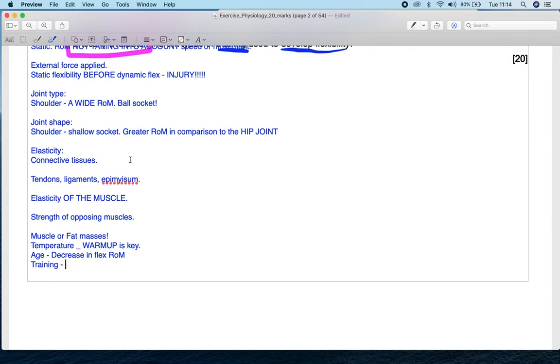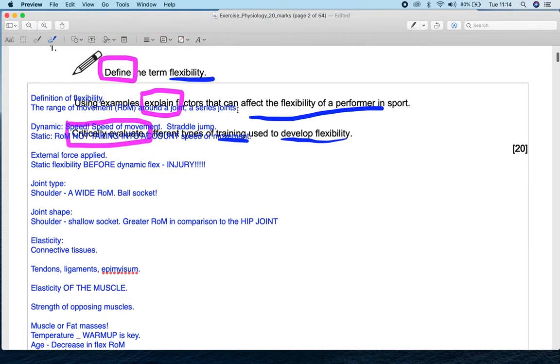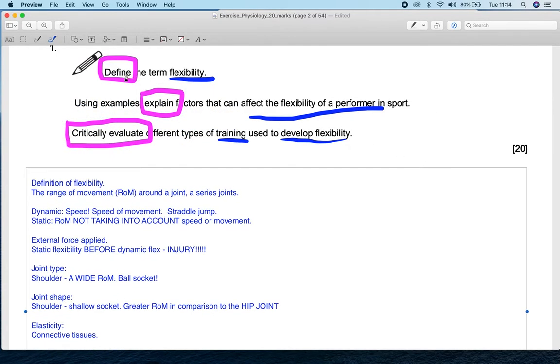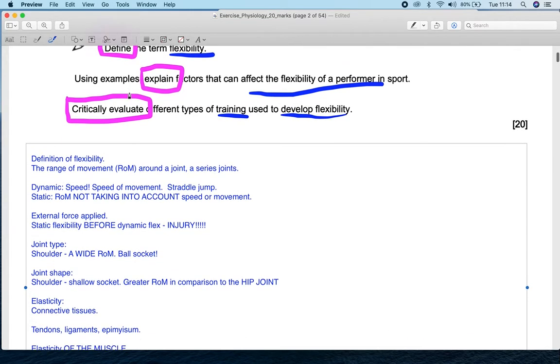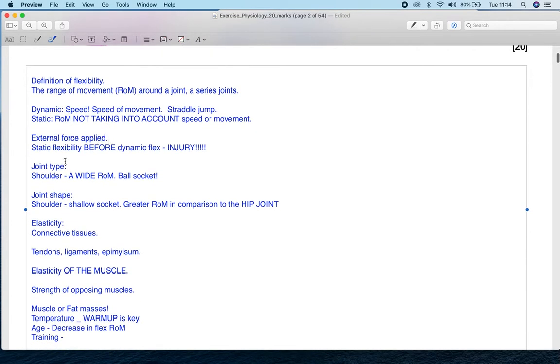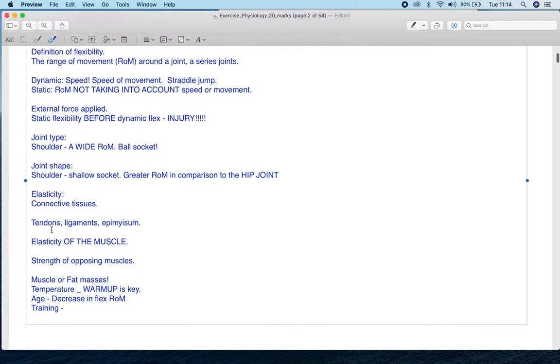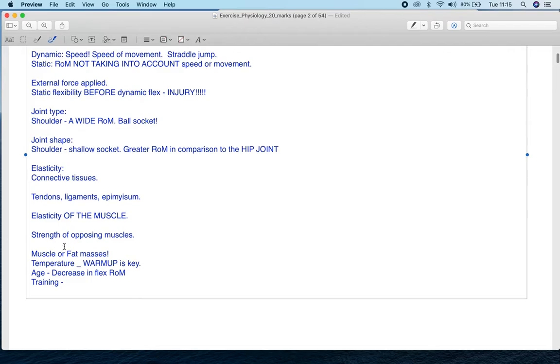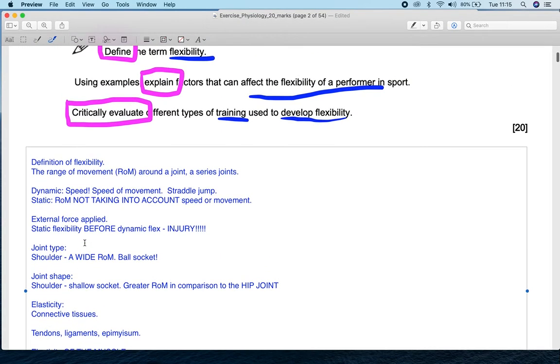Okay, so just to summarize where we are, what we've managed to do here is answer our first two parts of the question. We've defined flexibility, and then we've used these examples: joint type, joint shape, elasticity of the muscles, strength of the muscles, muscle fat, temperature, age, and the training. What we've done there is use examples to explain the factors that can affect the flexibility of a performer.